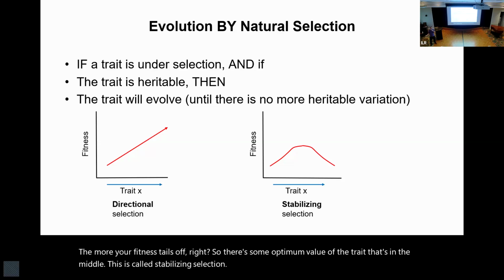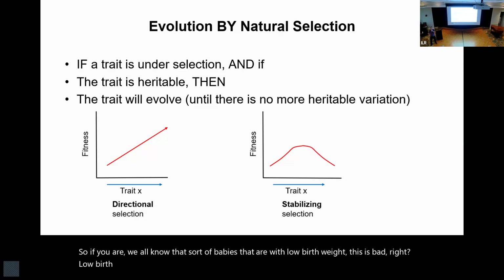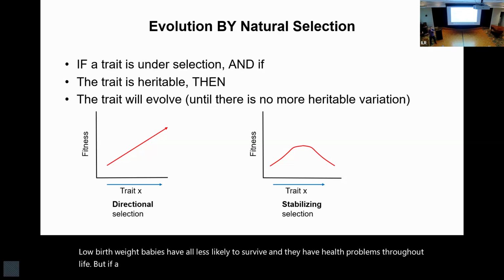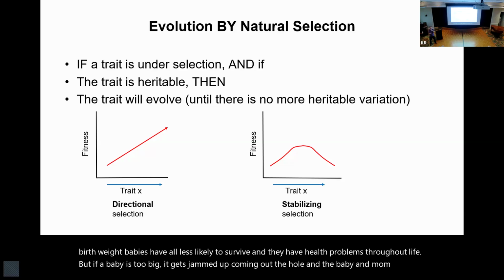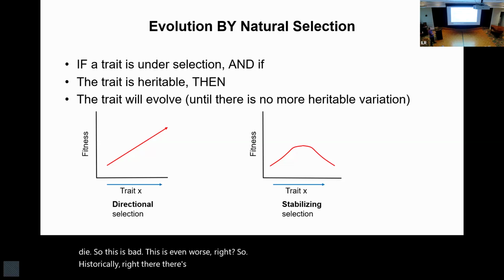Classic example from humans is birth weight. We all know that babies with low birth weight, this is bad, right? Low birth weight babies are less likely to survive, and they have health problems throughout life. But if a baby is too big, it gets jammed up coming out, and the baby and mom both die. So this is even worse, right? So historically, there's been reasonably strong stabilizing selection on human birth weight, and there's lots of traits that are like that.